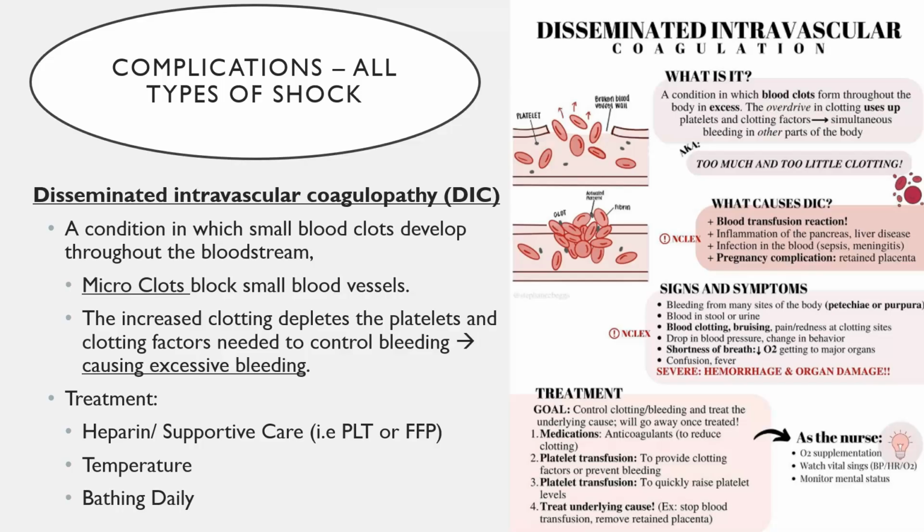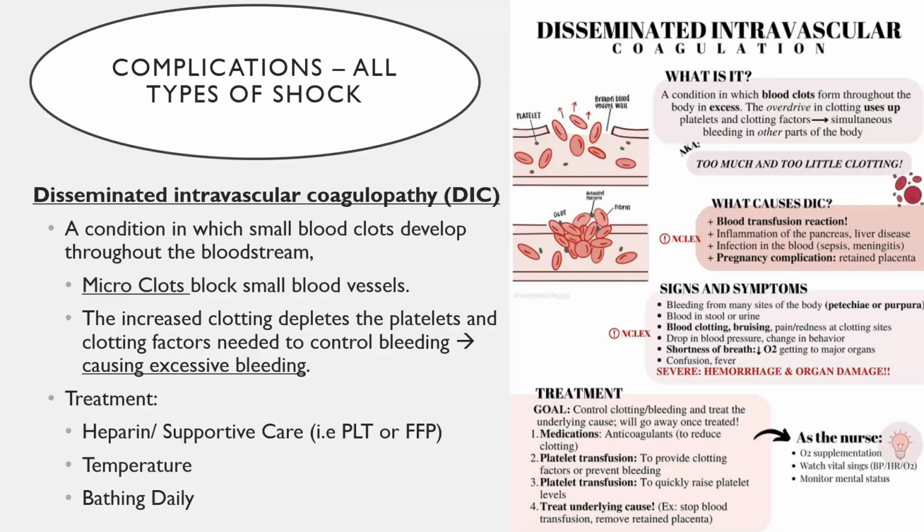So complications of shock. Disseminated intravascular coagulation. We talked about this a lot so far this quarter. Always remember that this is a clotting issue. They use up all their clotting factors, and then they have these little microclots everywhere, and then they are also at high risk for bleeding out everywhere. So a condition in which small blood clots develop throughout the bloodstream. You get those microclots, they're going to block those small vessels and cause a lot of problems.